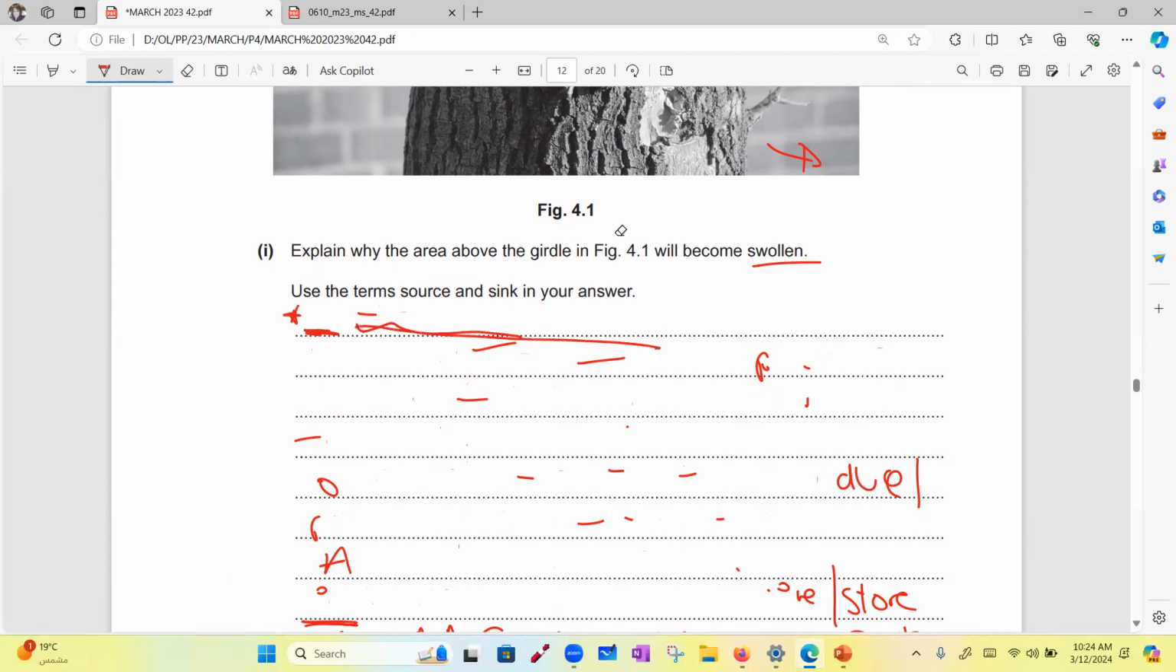And please write one sentence per line. It looks very neat and it will organize your thoughts. Okay? And you can do it this way. Source, 2 dots, and write the definition. Sink, 2 dots, and write the definition.